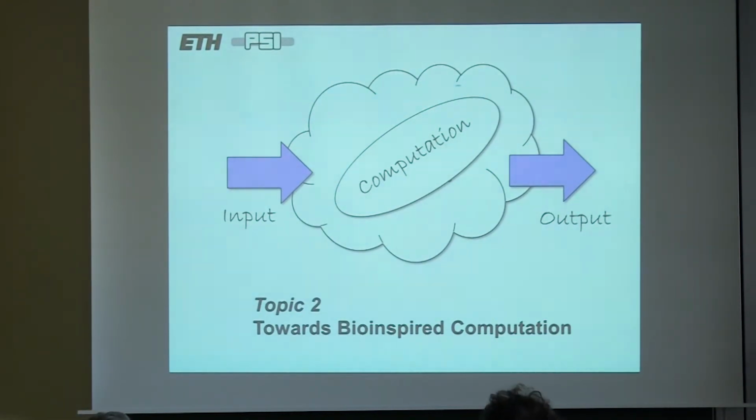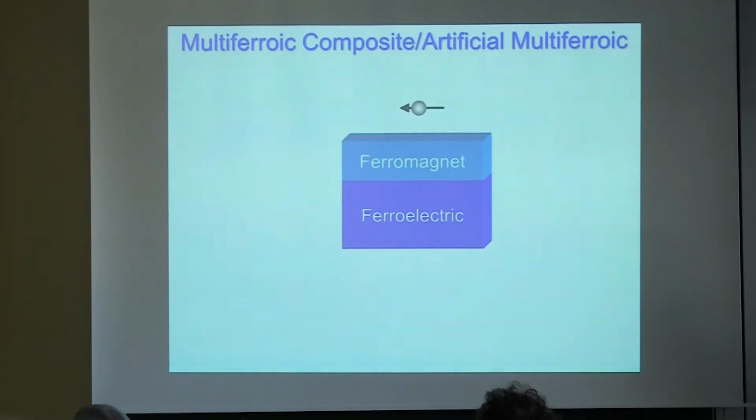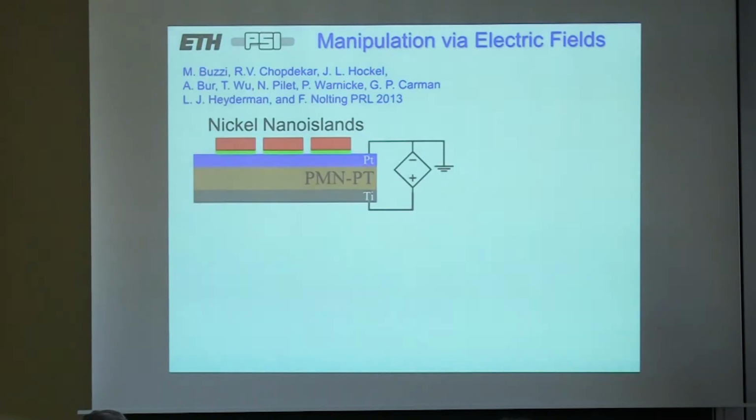Now a word about accessing these states, and there are various means to access the states. One possibility is to turn to multiferroic composites, or these are also referred to as artificial multiferroics. And the idea here is that you take a ferroelectric material combined with a ferromagnet, apply an electric field to the ferroelectric so it changes shape, and this strain is then transferred to the ferromagnet so that it changes its state. And here I have an example of nickel nanoislands on a PMN-PT substrate. This was actually a collaboration with Greg Carman and Fritjof Nolting and their groups.